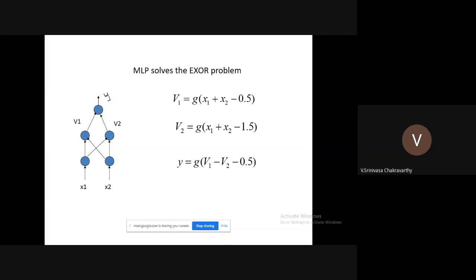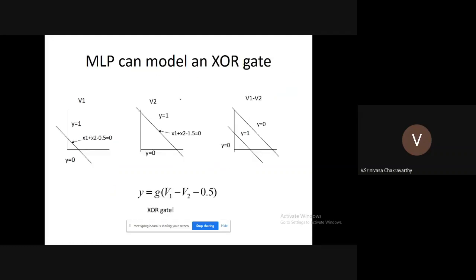Now the 2 hidden neuron outputs are v1 and v2, where v1 is g of x1 plus x2 minus 0.5. Here I'll assume that g is the step function, because I'm not trying to solve any complicated approximation problem. It's a very simple problem, so the step function should do. And v2 is g of x1 plus x2 minus 1.5. Y is g of v1 minus v2 minus something.